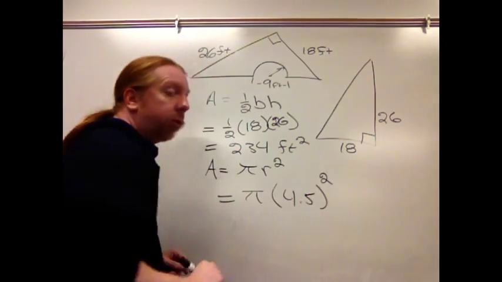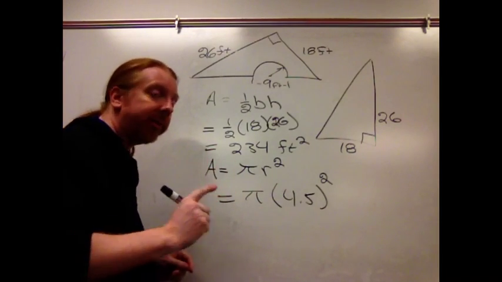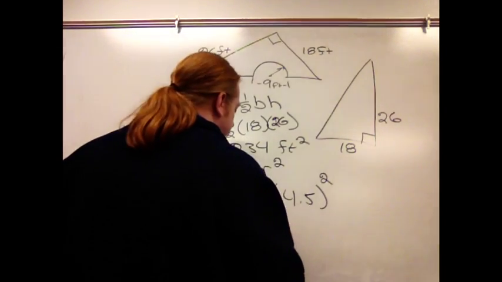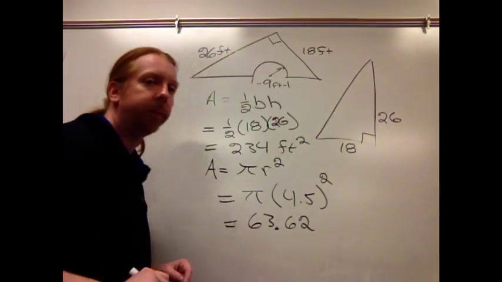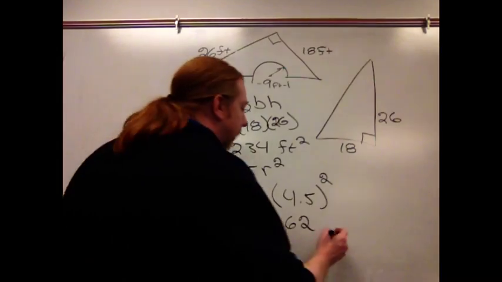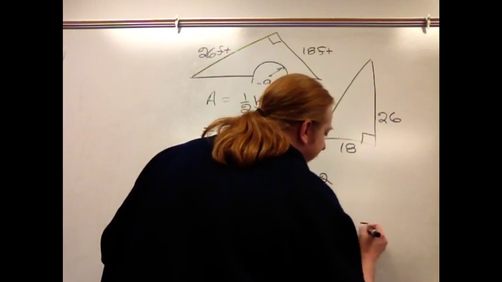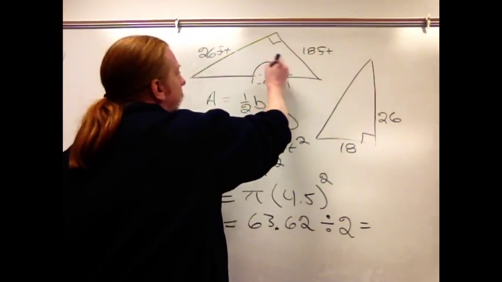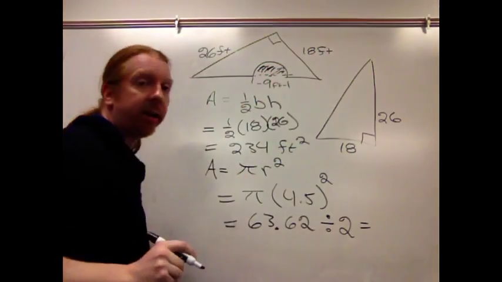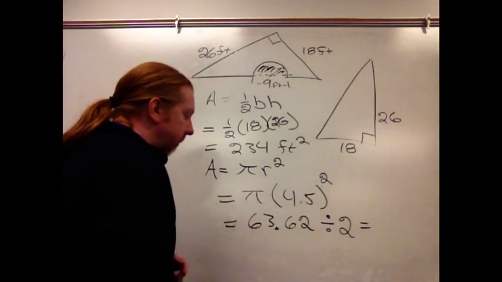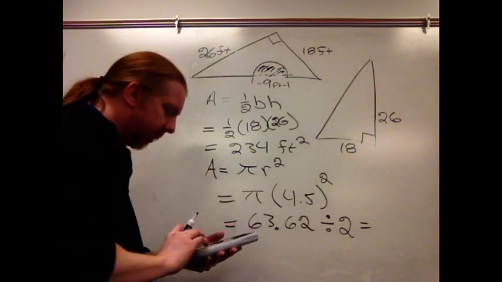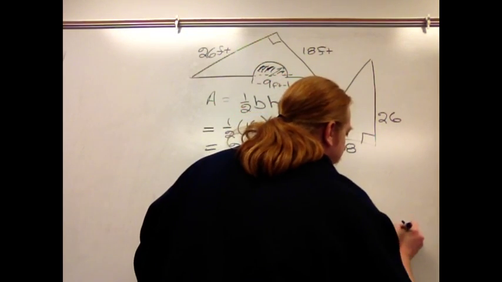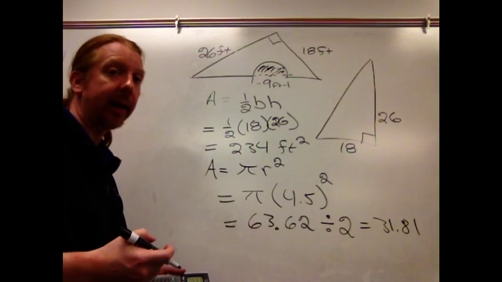4.5 squared, because half of 9 is 4.5. That's going to give me an area equal to 63.62. But that's a whole circle. I only want half of that, so I'm going to cut that into two parts. So the area that's been cut out, that area right there, that's a half circle. So it's half of this circle, which is going to put me at 31.81. That's what's been cut out.